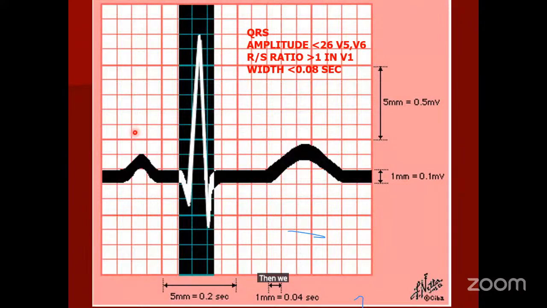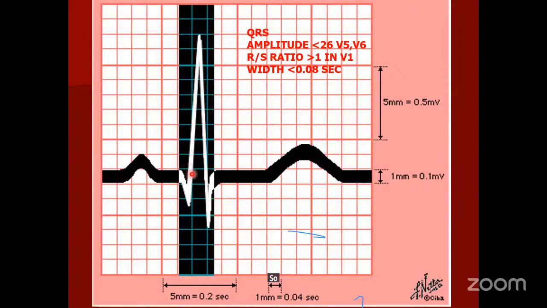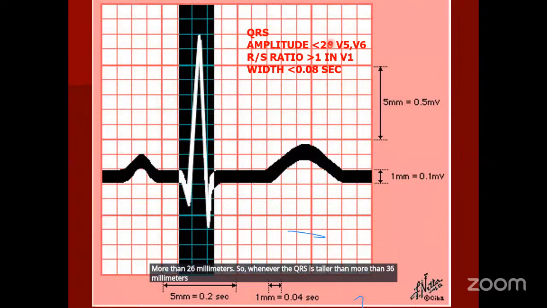Then we come to the QRS complex. The QRS complex can be abnormal in its width or its height. The height is measured from the baseline to the top of the QRS, and the width is from the beginning of the Q to the end of the S wave. Normal amplitude of the QRS complex, especially in V5, V6, should not be more than 26 millimeters. So whenever the QRS is taller than 26 millimeters in V5, V6, I have to suspect left ventricular enlargement.